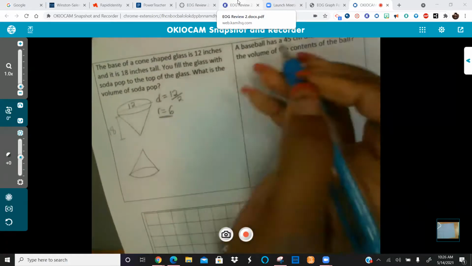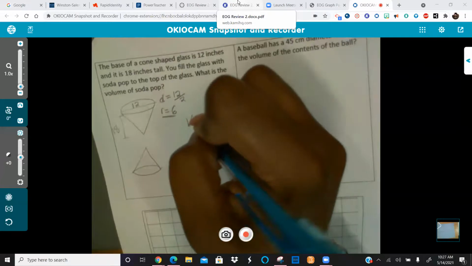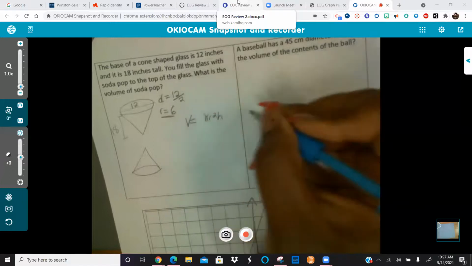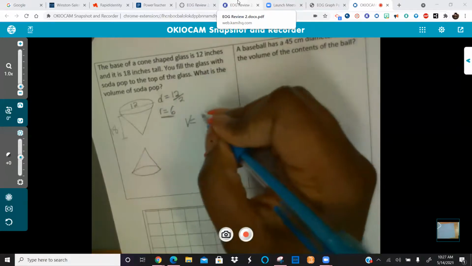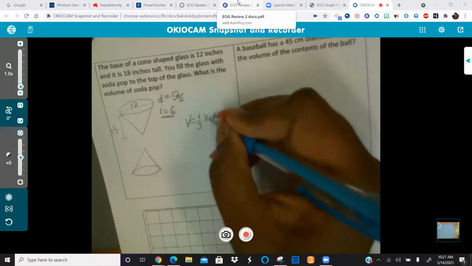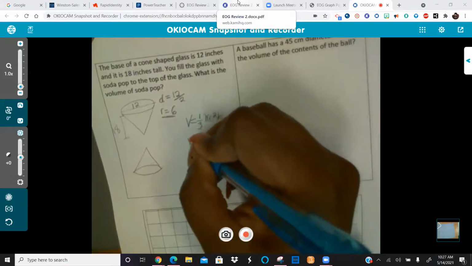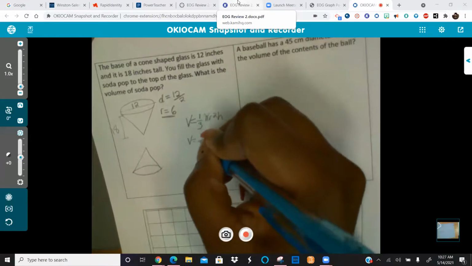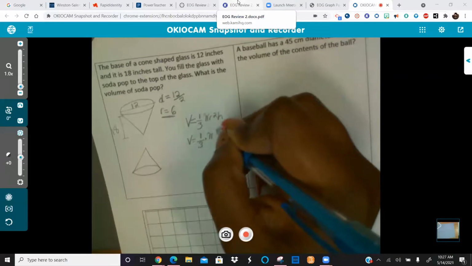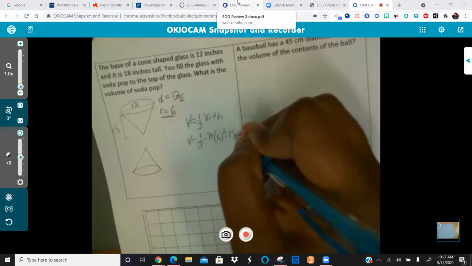So what is the volume of the soda pop? Remember that the cylinder is pi r squared times h. Well, the cone is a third of it. It takes 3 of these to fill up a cylinder. So we're going to put 1/3 in front of the formula for a cylinder. We're going to type it in the same way, only we're going to type in the 1/3, then times pi, then times 6 to the second power, times how tall it is, which is 18.